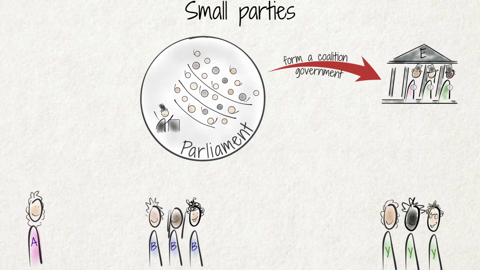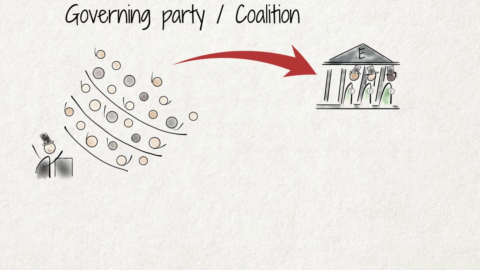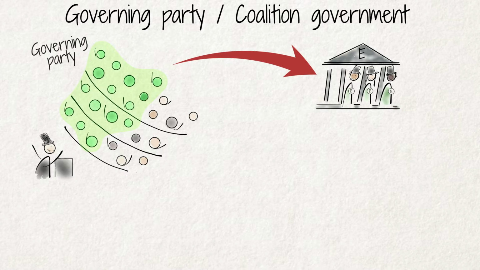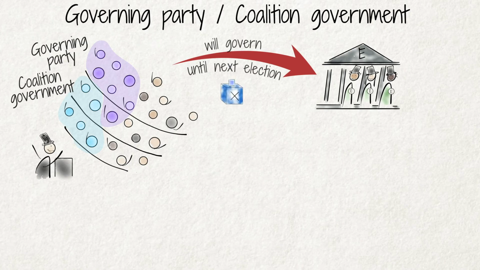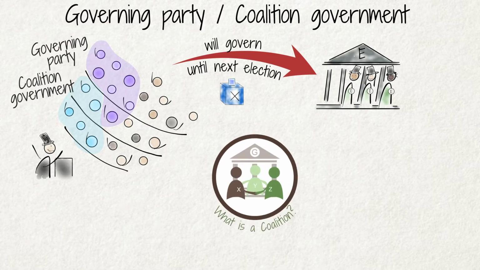The party that wins the absolute majority in an election is called the ruling or governing party. If two or more parties come together to form a government, it is called a coalition government, because the coalition or ruling party will govern the country until the next election. We explain the concept of coalitions in more detail in our video, What is a Coalition?